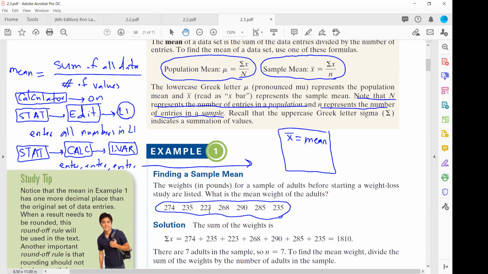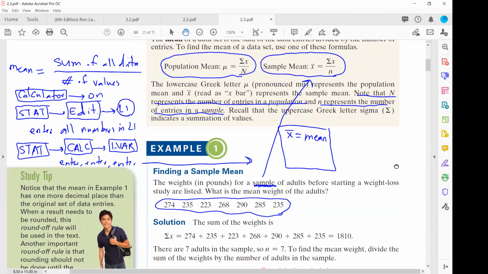In this example, we have a collection of data: 1, 2, 3, 4, 5, 6, 7. And look at the question. It says the weights in pounds for a sample of adults before starting a weight loss study are listed. So if the question says find the mean, you're working with X bar. It's not mu. Sample, X bar.